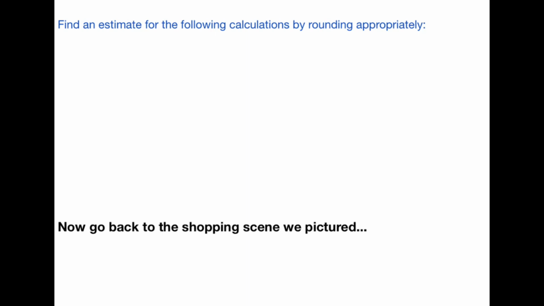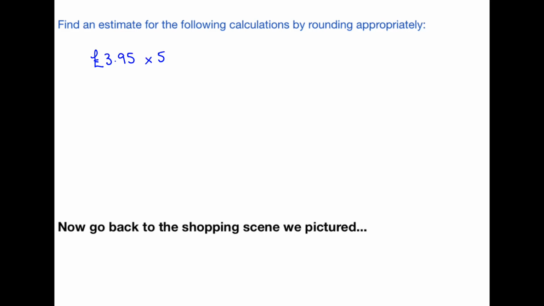So find an estimate for the following calculations by rounding appropriately. This time you're going to have to choose what way to round. For example, we're going to do £3.95 times 5. So we're multiplying that. We've been adding and subtracting before, but I want us to think about multiplying and dividing as well.